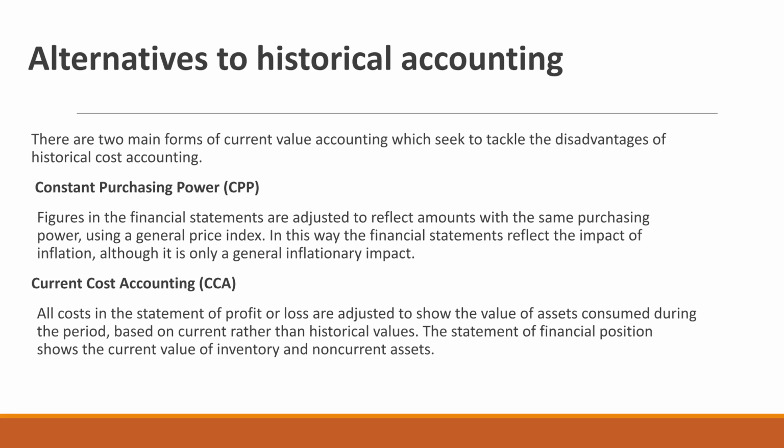Current cost accounting, on the other hand, focuses on the current value of assets. In the income statement, all costs are adjusted to reflect the current value of assets consumed during the period. And in the balance sheet, both inventory and non-current assets are shown at their current value. This provides a more up-to-date view of the company's assets and the cost of using them. These methods offer alternatives to historical cost, particularly in periods of high inflation, or when current market values are significantly different from historical costs. They provide a more relevant view of a company's financial position and performance, though they can be more complex to implement.